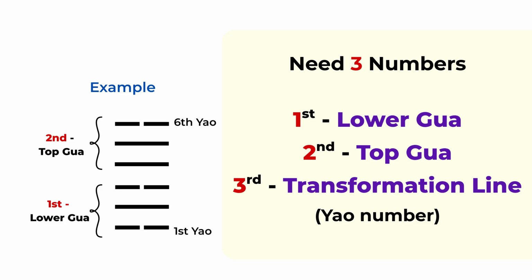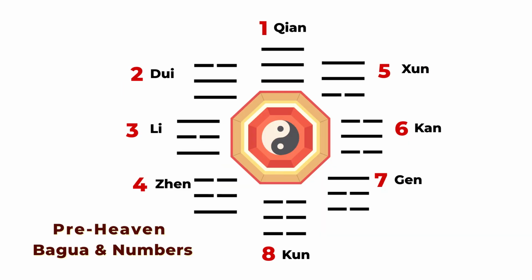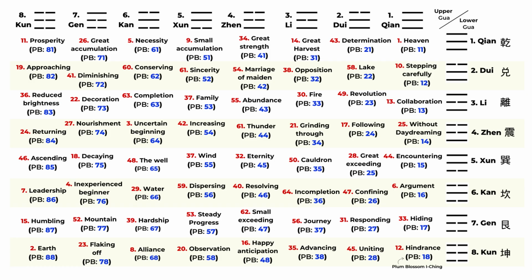So the first and second numbers will be between 1 and 8 because each will be one of the Baguas. And the third number we want to be between 1 and 6 because we want to know which is the transformation line, and we only have 6 lines. And then we can find the chart to look at the top gua and the lower gua and check the corresponding I Ching hexagram. So that's the basic idea.